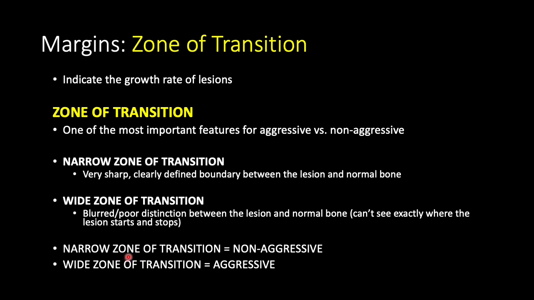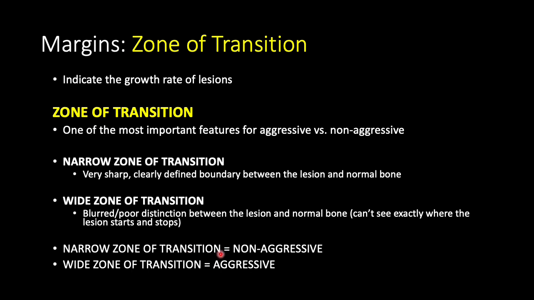Generally speaking, a narrow zone of transition we consider non-aggressive, and a wide zone of transition we consider aggressive. That's the key point here. And this makes sense in terms of aggressiveness. If something has a wide zone of transition, it means it's growing quickly into the adjacent bone, and that's what we see radiographically. The distinction is poor between the normal bone and the bone lesion.